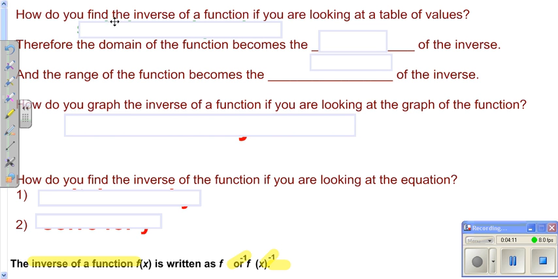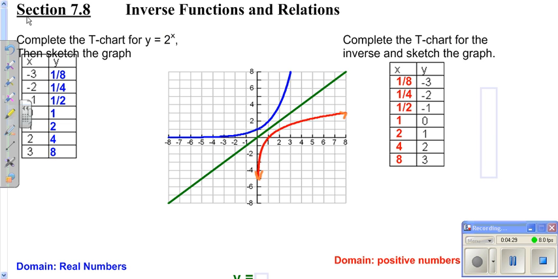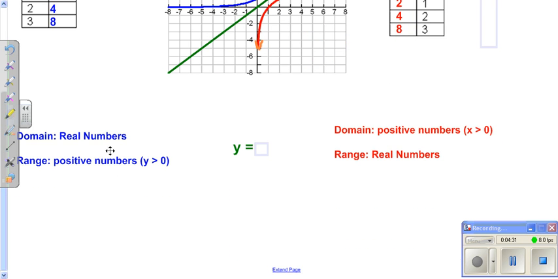So, how do we find the inverse of a function if you're looking at a table of values? You switch your x and your y values. Therefore, the domain of the function becomes the range of the inverse, and the range of the function becomes the domain of the inverse. And that's what we notice back here. Here, our domain of our original was all real numbers, and that ended up going to the range of your inverse. Your range of your original was positive numbers, goes to the domain of your inverse, positive numbers.